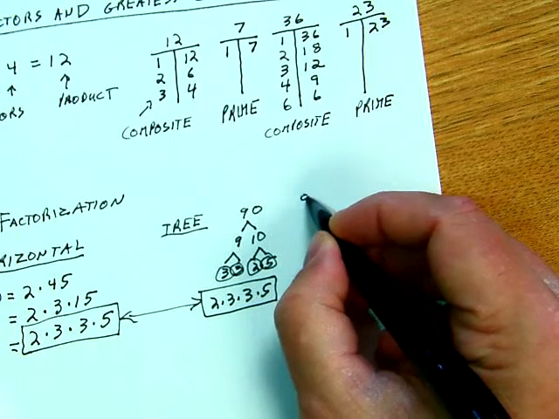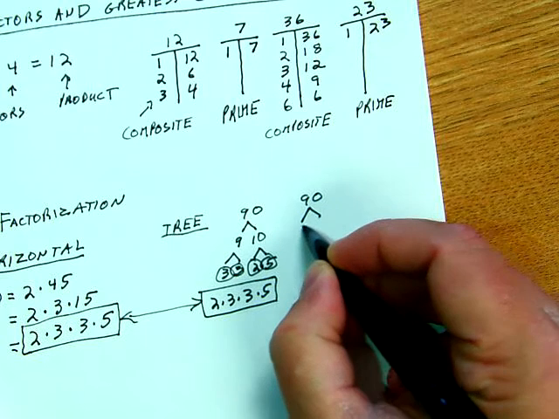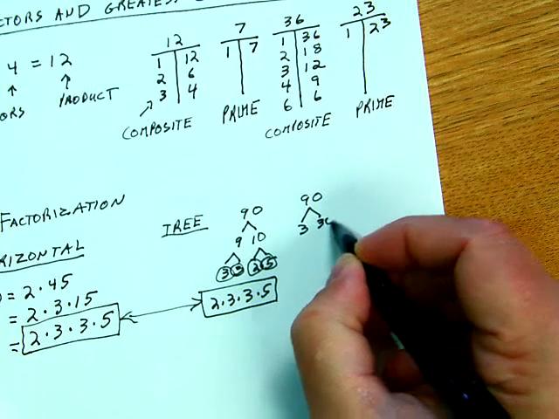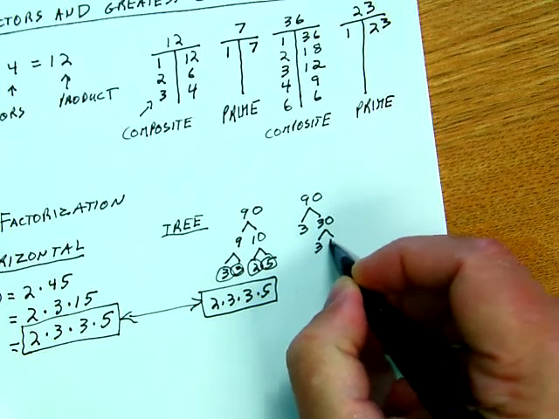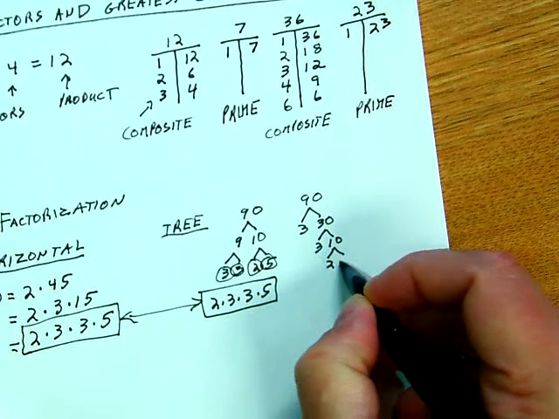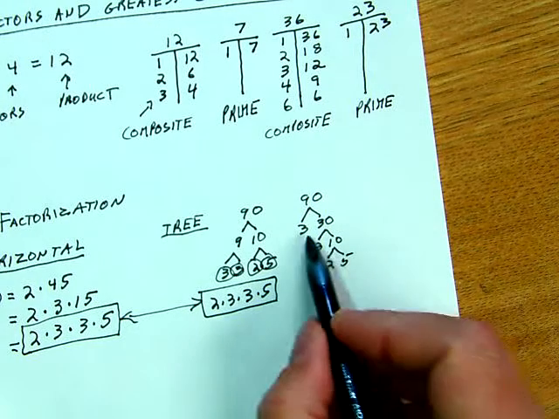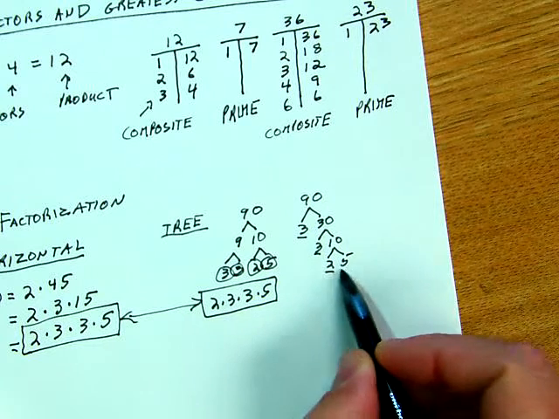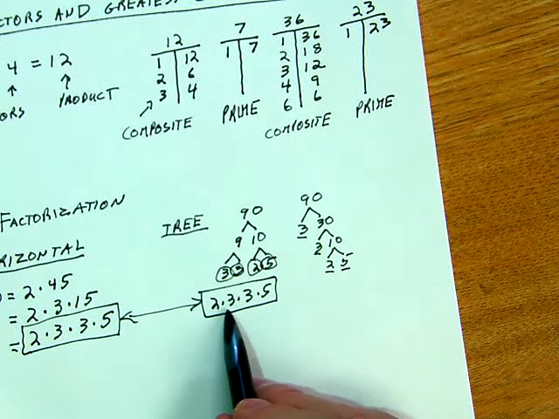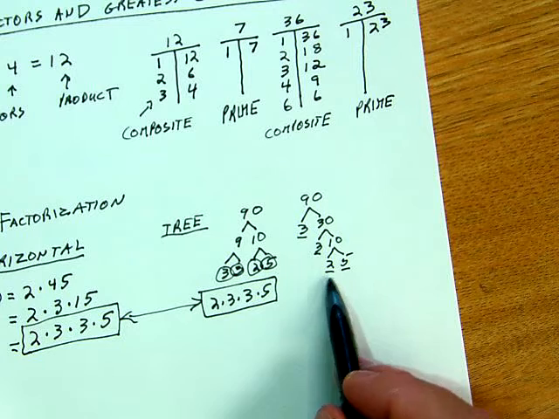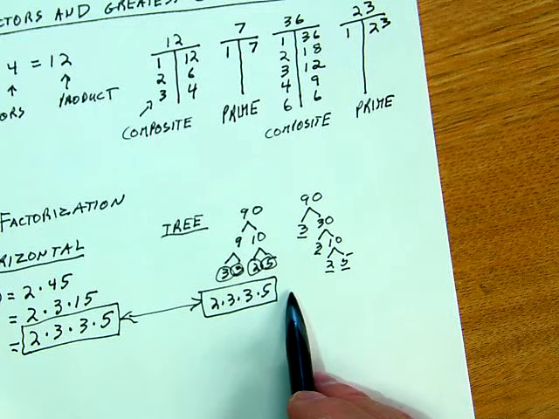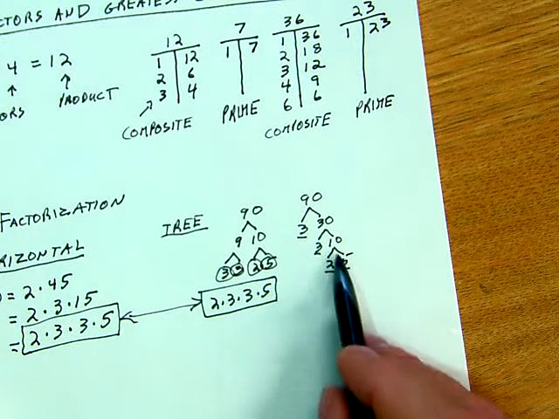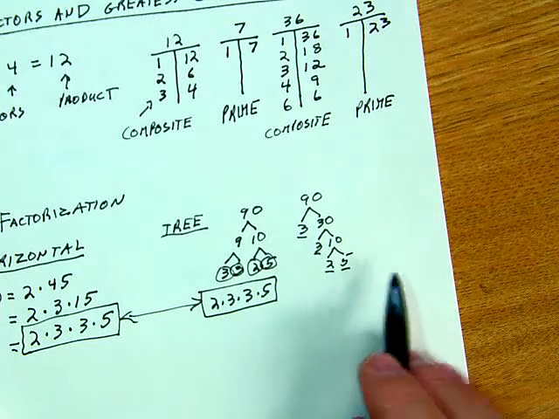Let's just do the tree, and let's do 3 and 30. And then 3 and 10, and then 2 and 5. You'll notice that I have 3 times 3 times 2 times 5, and that's the same numbers here. So when you write it, finally, you always write it smallest to largest, but I'd get the same answer even though I used a different method of walking through the tree.